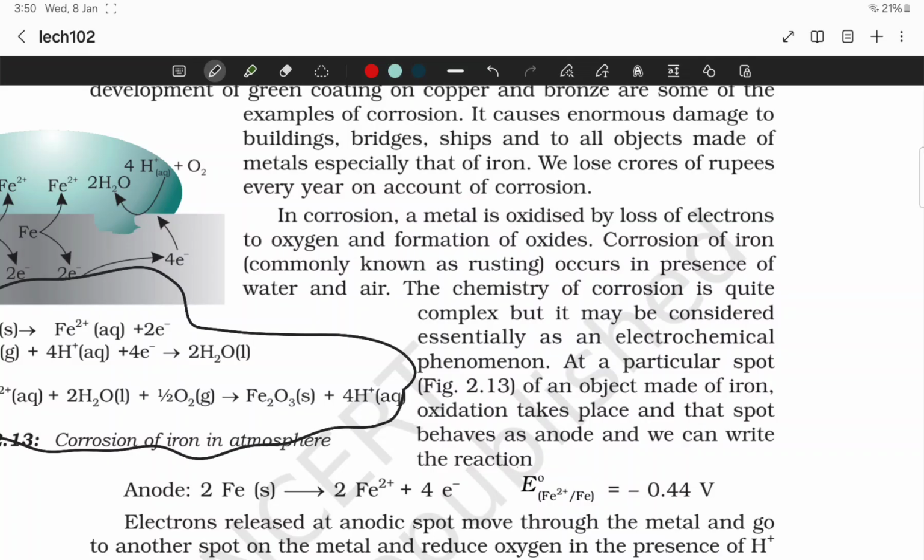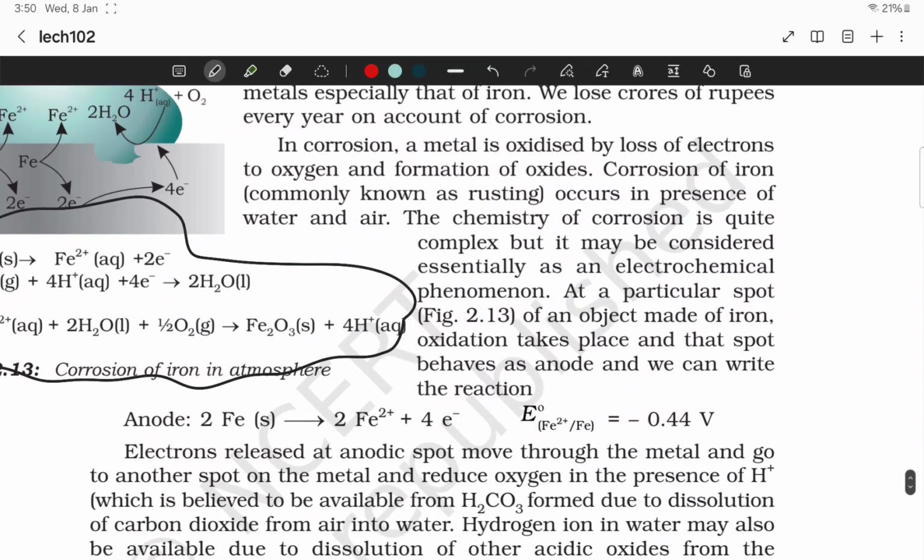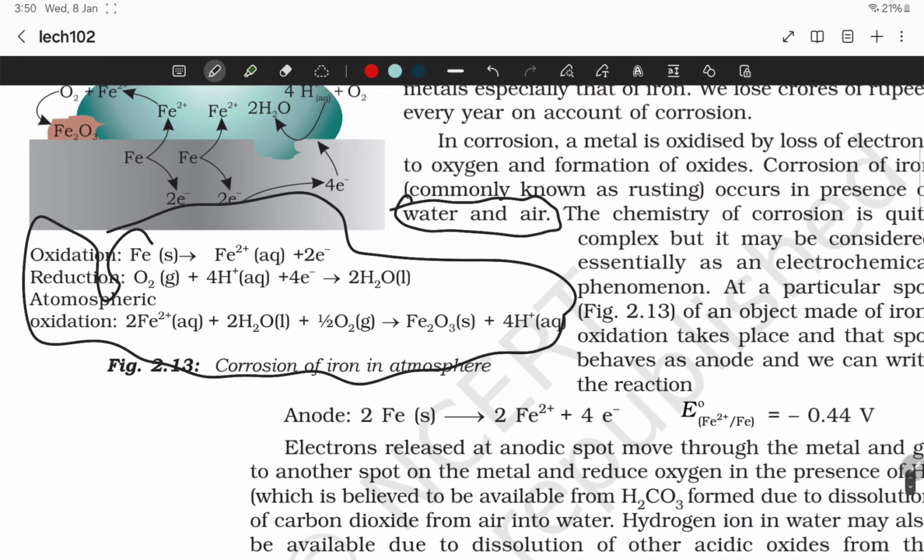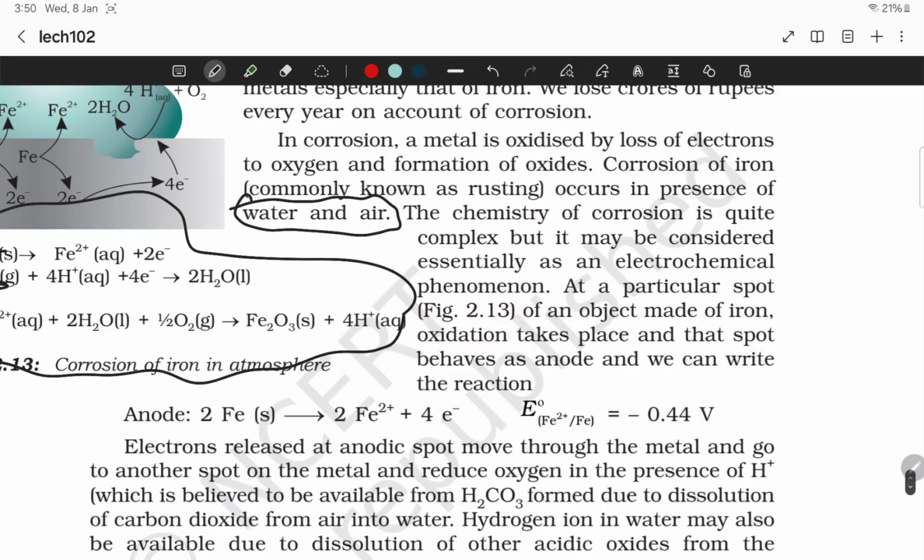In corrosion, a metal is oxidized by loss of electrons to oxygen and formation of oxide. Corrosion of iron occurs in the presence of water and air. So water and air are important for corrosion of iron. That's written here. Why do we need water and oxygen? Look, oxidation and reduction. It's like a redox reaction. So water and air are important. The chemistry of corrosion is quite complex, but it may be considered essentially as an electrochemical phenomenon.